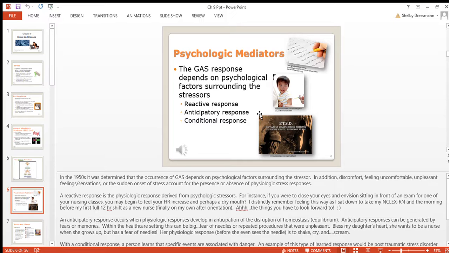They're huge lizards. But I associated the smell in pet stores with iguanas, so I would never want to go into a pet store. I was so scared that I'd run into an iguana. And that right there is an anticipatory response: if I walk into this pet store, there's a chance that I can come in contact with an iguana. So I would get nervous even just going into the pet store. With a conditioned response, a person learns that specific events are associated with danger.